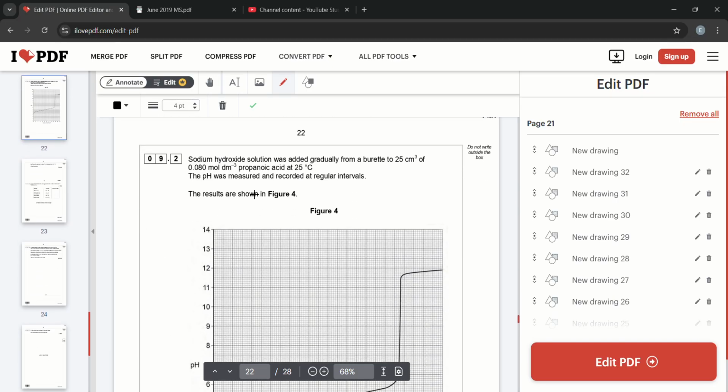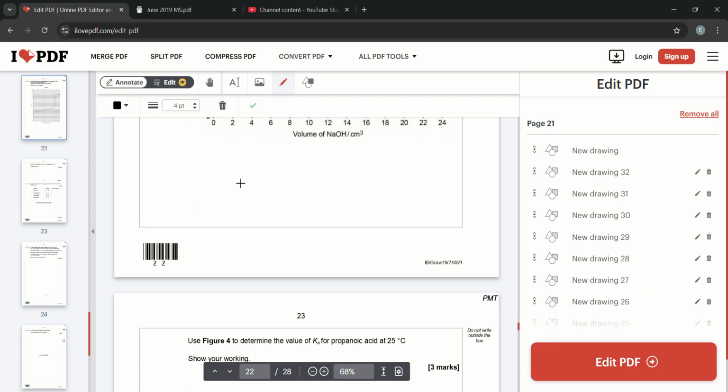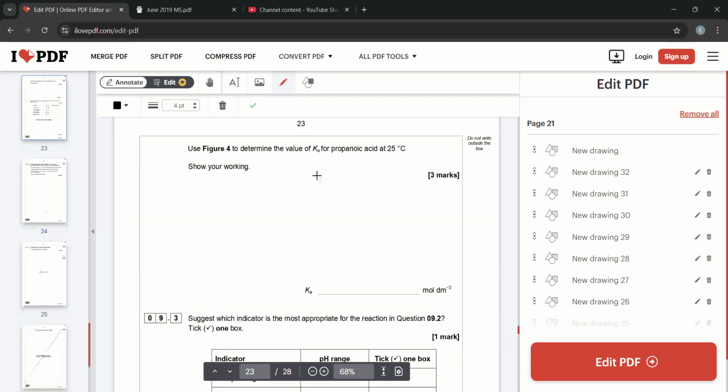9.2. Sodium hydroxide solution was added gradually from a burette to 25 centimetres cubed of 0.080 mol per dm cubed of propanoic acid at 25 degrees Celsius. The pH was measured and recorded at regular intervals. The results are shown in figure 4. Use figure 4 to determine the value of Ka.